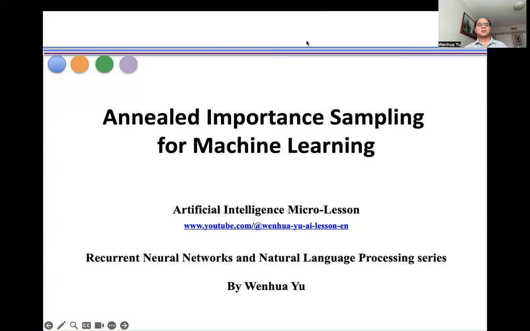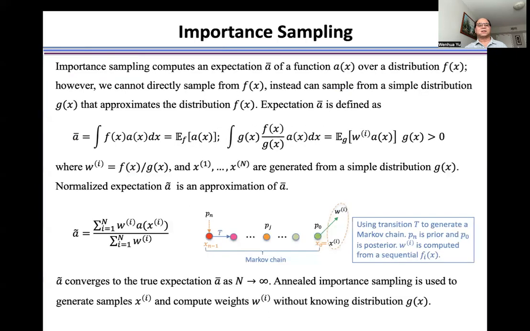In this video, I introduce a new importance sampling from machine learning. Our goal is to compute the integral of a function f times function a. By using Monte Carlo approximation, we convert this integral to an expectation of a function a over the distribution f.